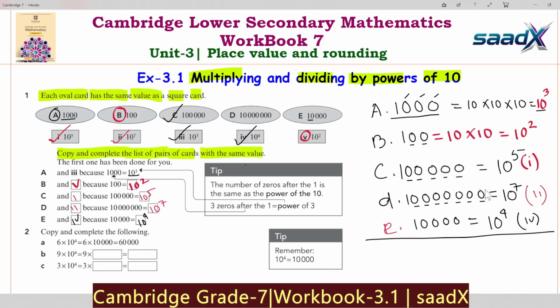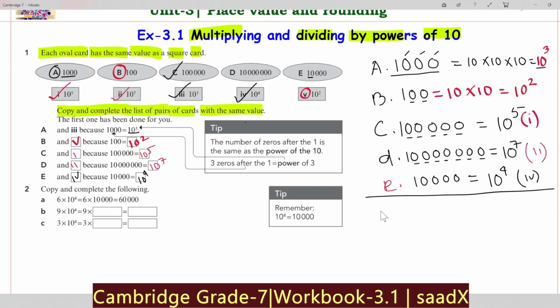It's a simple thing: for any number, count the zeros after 1, like 1 2 3, 1 2 3, 1 2 3. So that means 9 zeros after 1, so it will be 10 to the power 9. Very simple. Okay, so number 1 is done.